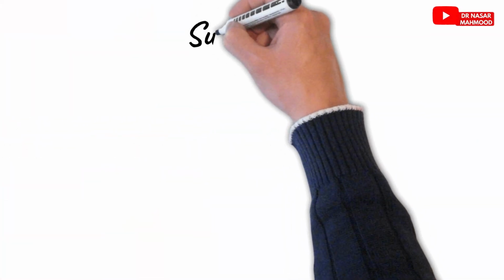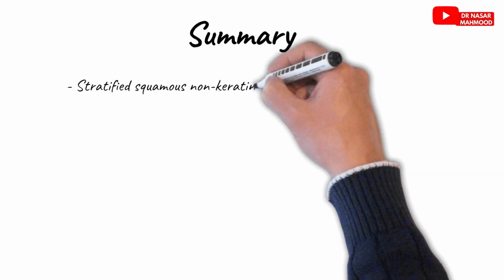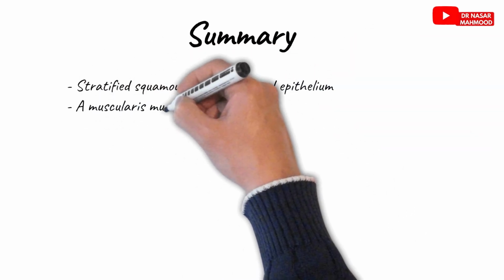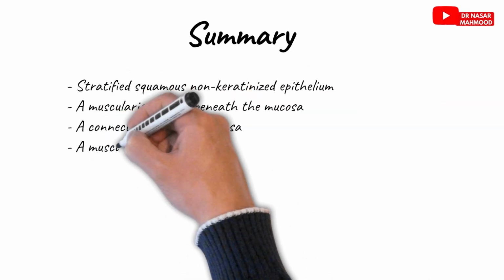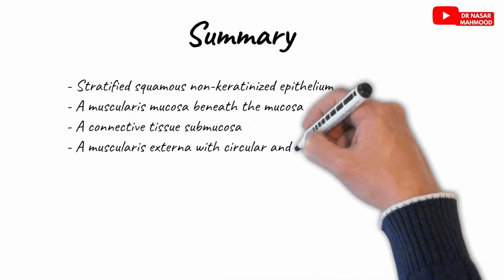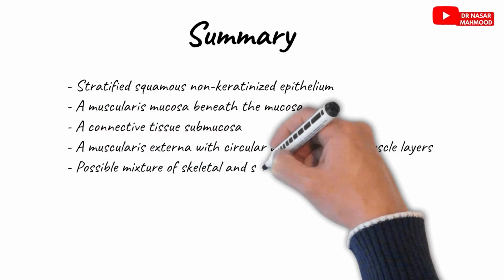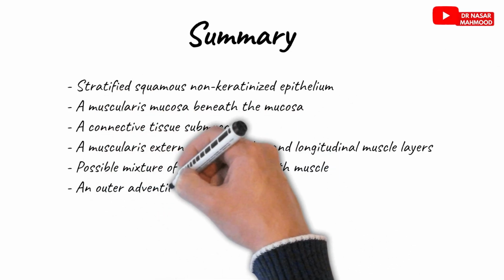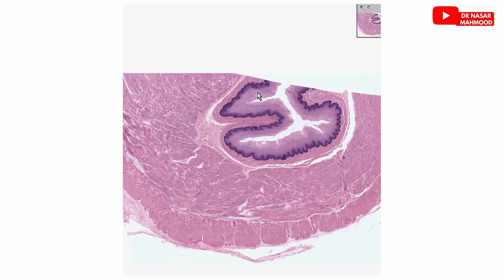So in summary, to identify the esophagus histologically, look for these key features: a stratified squamous non-keratinized epithelium, a muscularis mucosa beneath the mucosa, a connective tissue submucosa, a muscularis externa with circular and longitudinal muscle layers, possible mixture of skeletal and smooth muscle, and finally an outer adventitia. Together, these structures form the classic layered appearance of the esophagus.